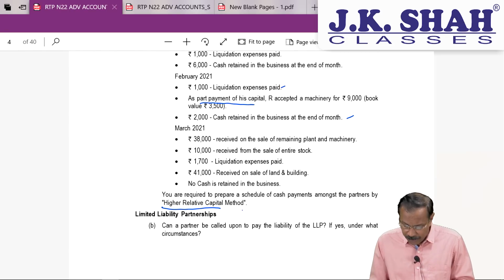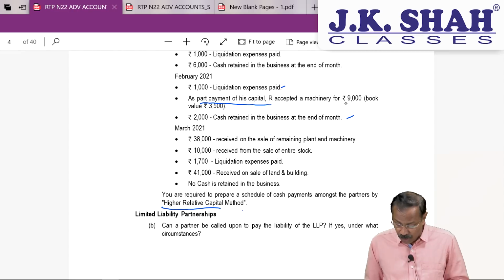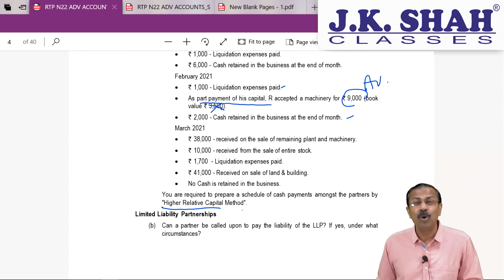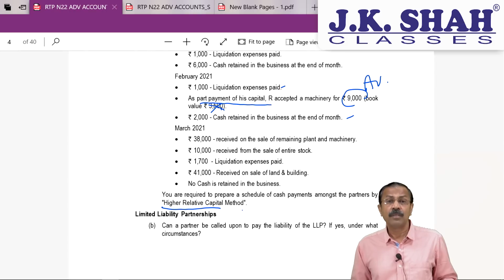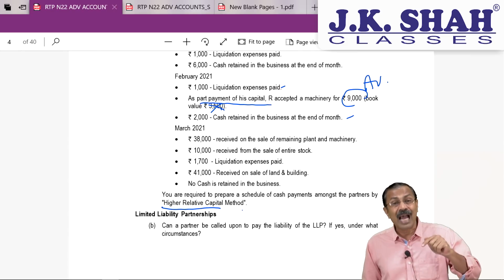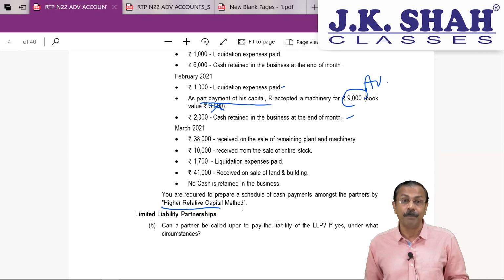However, there is some extra information. As part payment of his capital, R accepted a machinery for rupees 9,000. This is your agreed value, whose book value was 3,500. This is totally irrelevant. So 3,500 taken over for 9,000, firm has made a profit. Don't think about that. It automatically gets adjusted. What is important is R is taking over a machinery at an agreed value of 9,000. So it is as good as the firm has repaid back 9,000 rupees to R, remember.